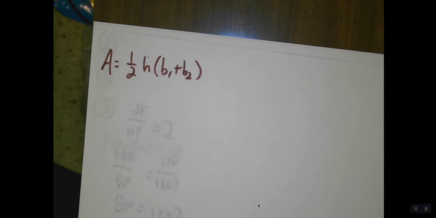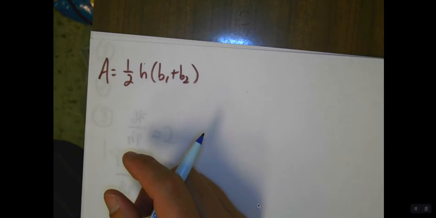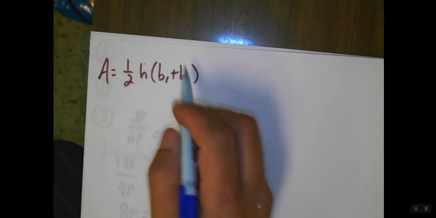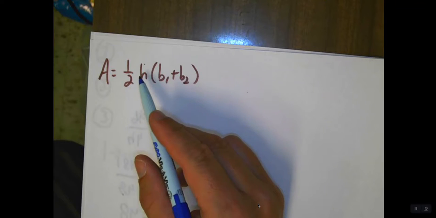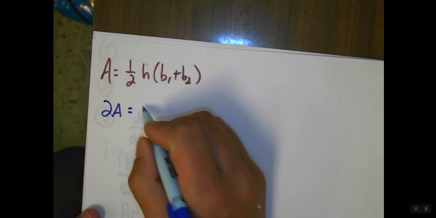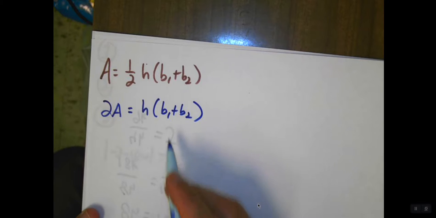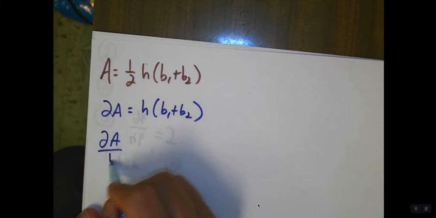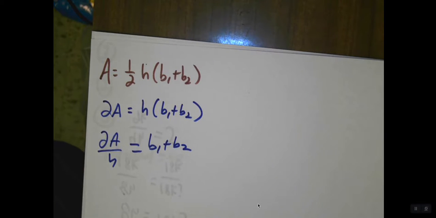Sometimes you've probably seen something like this one. This is the area formula for a trapezoid. I want to solve this for b sub 1. What's happening to b sub 1? It's being added to b sub 2, multiplied by h, and divided by 2. First thing I'm going to do is get rid of this fraction, so I'm going to multiply everything by 2. 2a equals h times b1 plus b2. Now I'm going to divide both sides by h, so I get 2a over h equals b1 plus b2. And if I'm solving for b1, I'm just going to subtract b2.